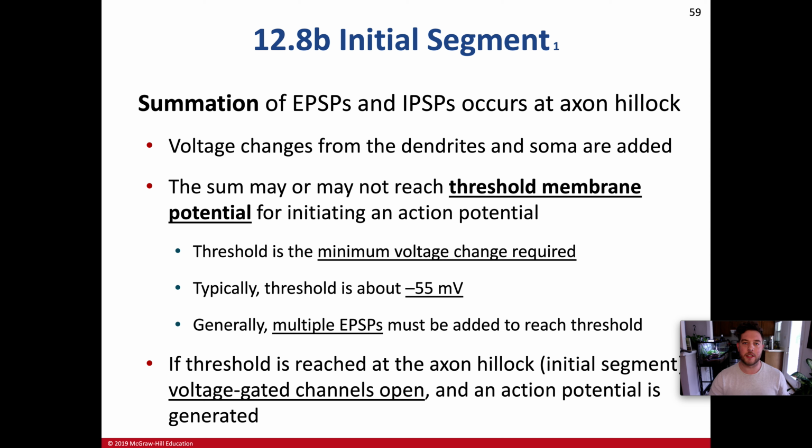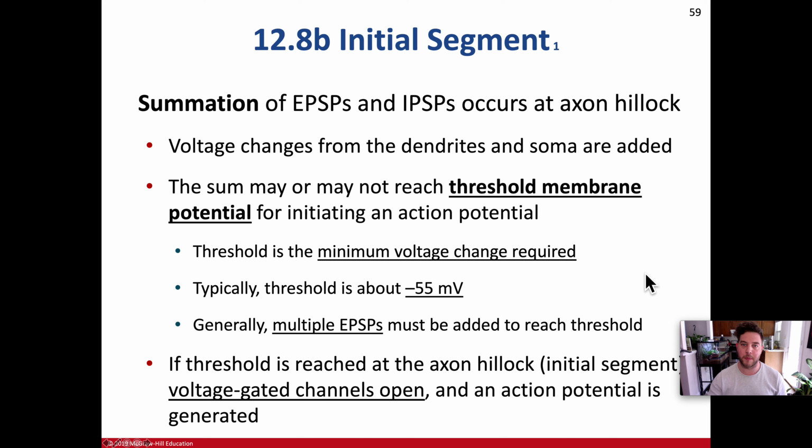That collective action is termed summation, and we see that in the initial segment. The initial segment, remember, is the axon hillock, and this is where the summation of the EPSPs and IPSPs occurs. The voltage changes from the dendrites and soma are all added together, and the sum may or may not reach the threshold membrane potential for initiating an action potential. So we started with the graded potential, which is small and short-lived in the receptive segment, and now we're starting to talk about action potentials. We take all of those graded potentials, summate them, add up their relative actions, and see, is this enough to get us to threshold? If so, we can create an action potential. If not, then there is no action potential.